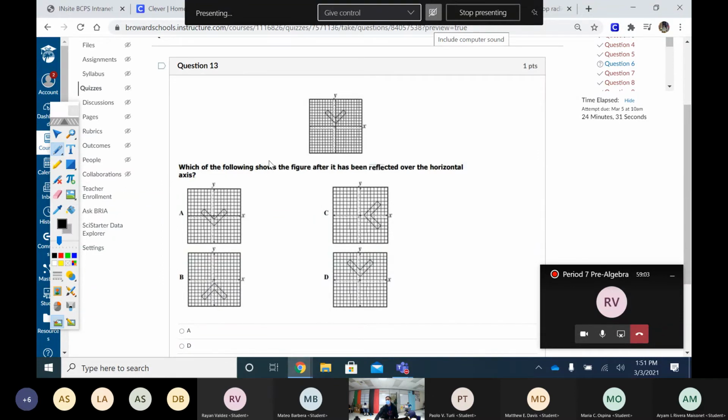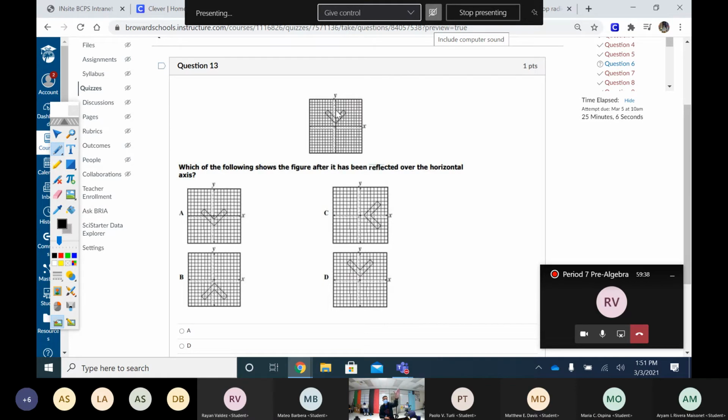Which of the following shows the figure after it has been reflected horizontally? Which one is the horizontal? Which is the horizon? Which way does the sun rise? It has to go over the horizon though. So the X is the horizon, right? It has to flip. A V has to flip over the X, over the horizon. So which one does it look like?